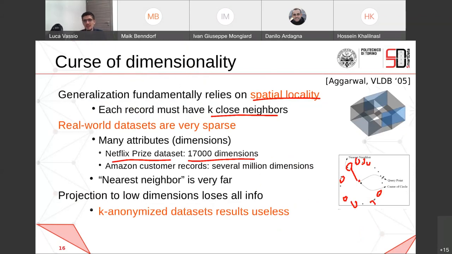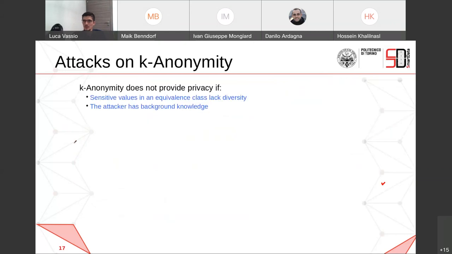And so the fact is that if we project to low dimension, then we lose all the information, and so k-anonymity is useless. If we don't, then we're not really using k-anonymity, and so people basically give up their privacy. And that's a problem when you have too many quasi-identifiers. You cannot really use k-anonymity.